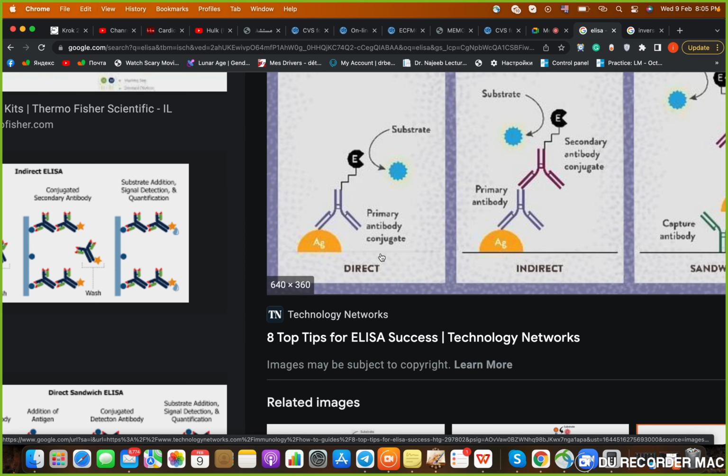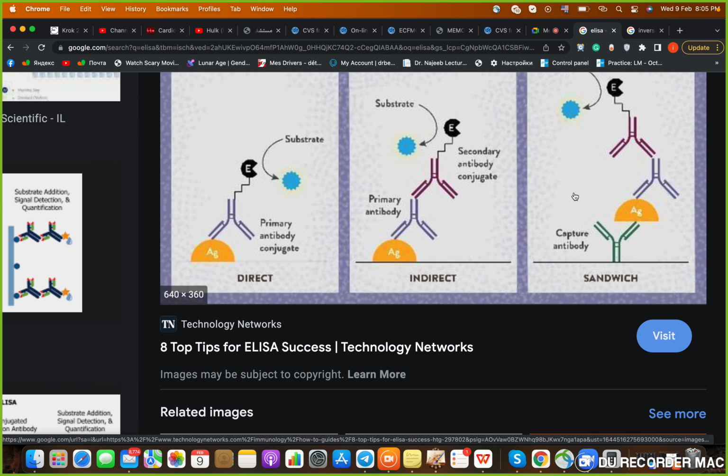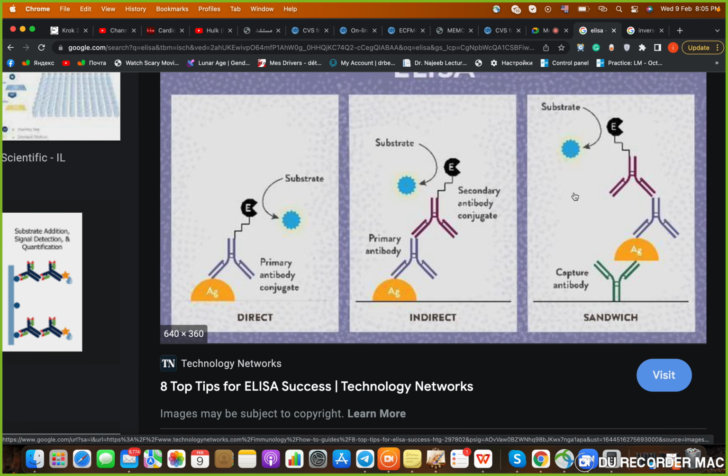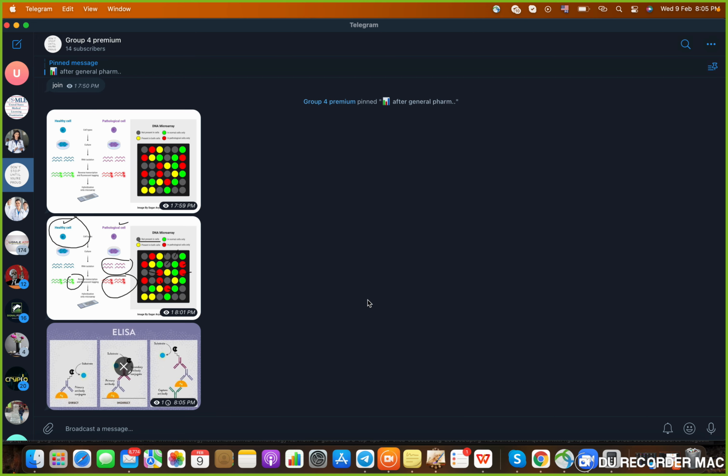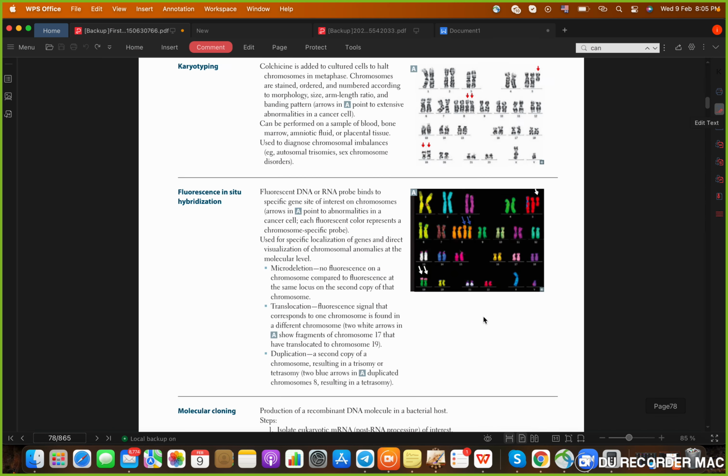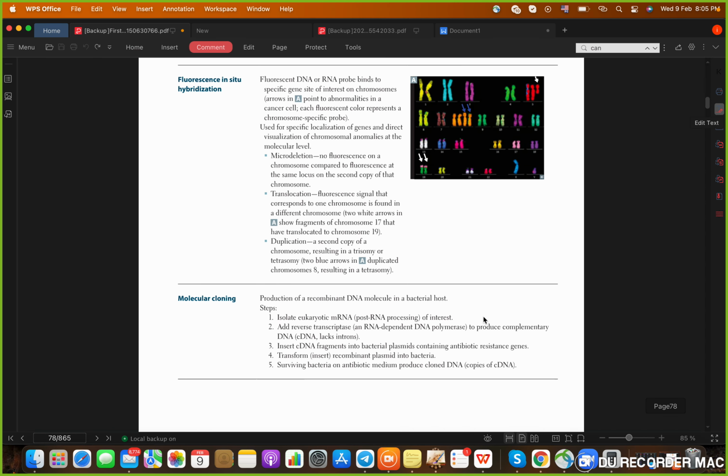As I said, there is the direct, indirect, and the sandwich. You don't have to know this. You just need to know that you can either detect an antibody using it, or an antigen using it if you do the sandwich. You don't have to know the sandwich. You just need to know that it helps to detect antibodies and antigen. That's pretty much it.